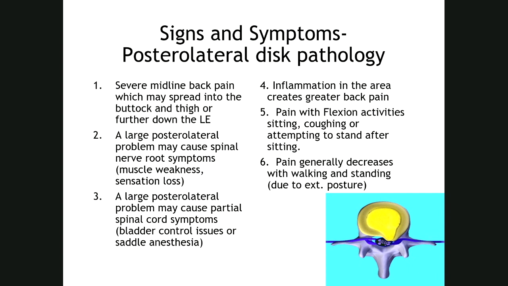Inflammation in the area can create or increase that pain with flexion activities. So these patients are probably going to have the most pain when they sit down because they're in flexion. And flexion increases those symptoms, which is why we go for extension. Coughing or attempting to stand after sitting can be very painful for them because they've stayed in that sitting position for a while. Usually with a posterior lateral HNP, or herniated nucleus pulposus, the patient will be most comfortable lying in a supine position. Because if they go into seated, they're in that flexed position, which causes those symptoms to come to the surface.